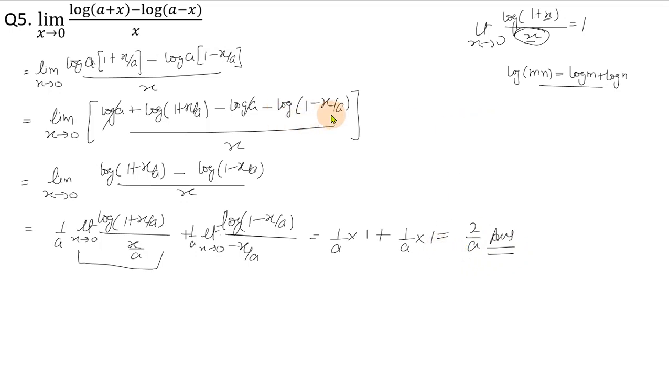So in the second factor we have log of 1 minus x upon a. So we need to make this same factor in the denominator. It was only x here, so we multiplied and divided by a, and with this the negative sign is also changed. It is written here with positive sign in the middle. Okay, let's move to next question.